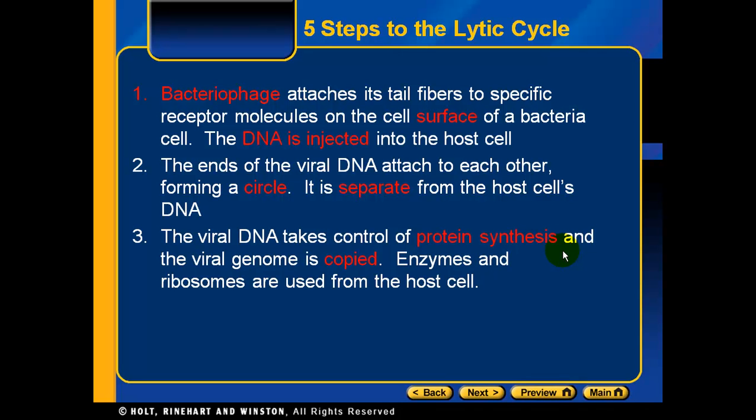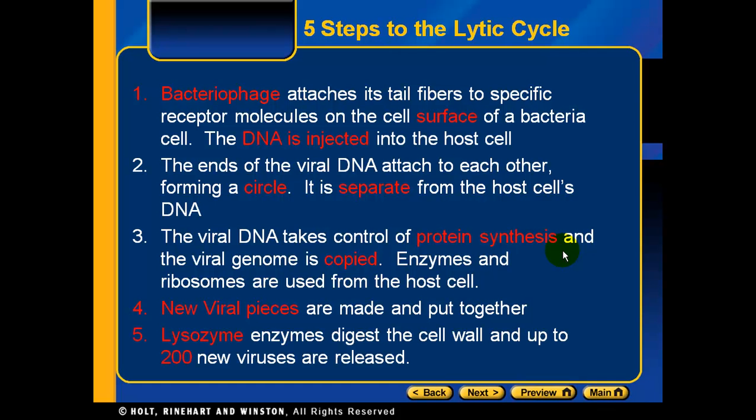Number 3, the viral DNA takes control of protein synthesis, so proteins are being made, and the viral genome, or DNA, is being copied. So basically copying DNA and making proteins. Enzymes and ribosomes are used from the host cell. Number 4, new viral pieces are then made and put together. Number 5, lysozyme enzymes digest the cell wall, and up to 200 new viruses then are released.